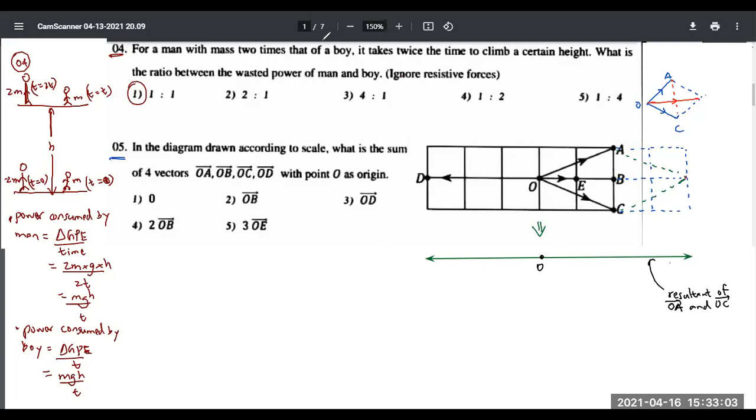So this is OD. OD has a length of 3 boxes, 1, 2, 3. Therefore, I'll just take it as 3x. And this resultant of OA and OC has how many boxes? 1, 2, 3, 4. So it's 4x. And there is one more: OB is there. I'll draw OB with another color. OB is here like this.